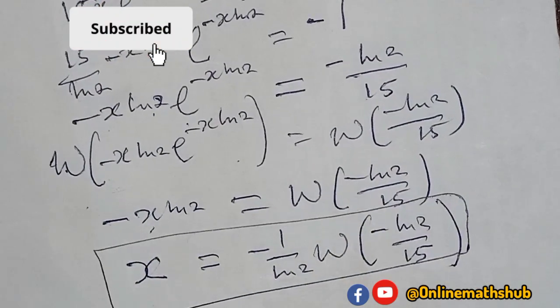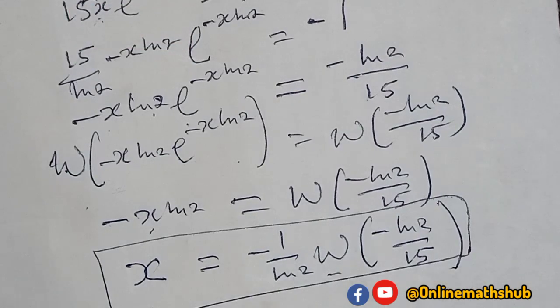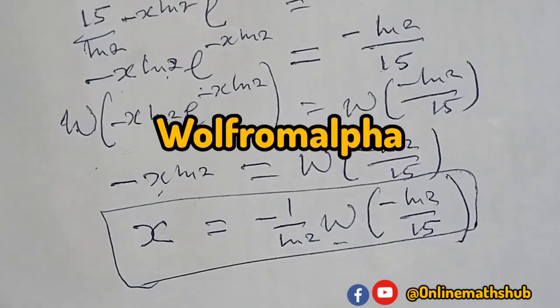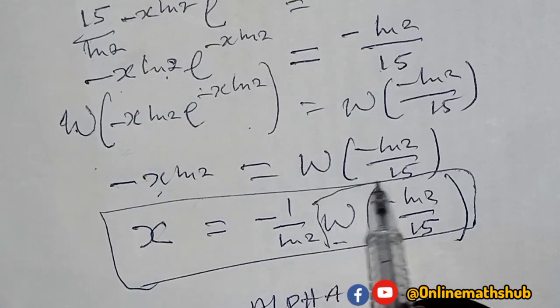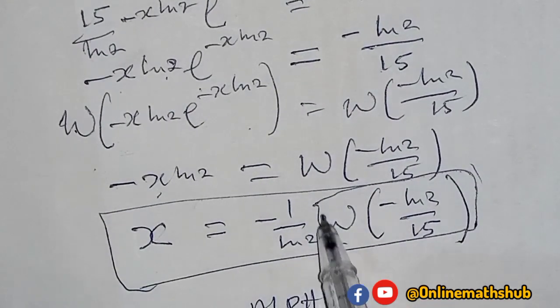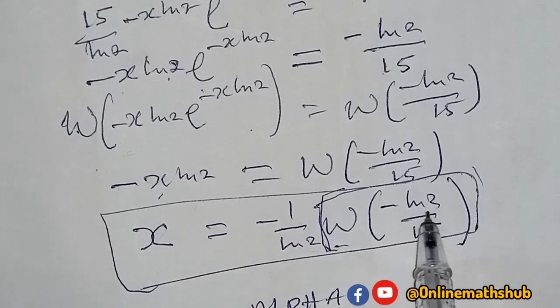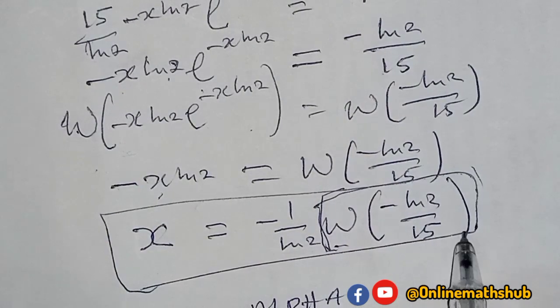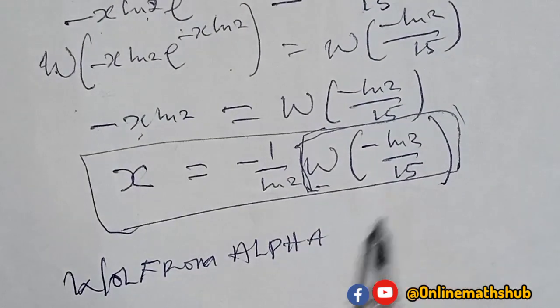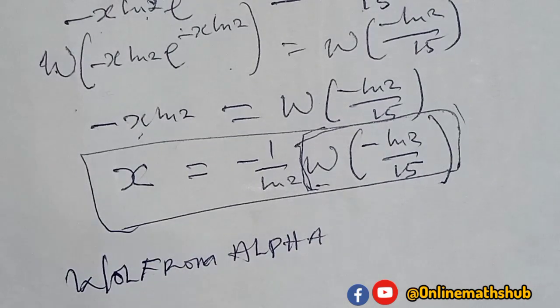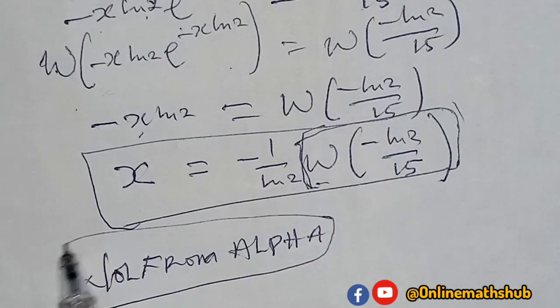In case you actually want to evaluate this, you can go over to Wolfram Alpha. You should be able to calculate the value of this Lambert W of minus ln 2 divided by 15. And once you get the value right here, you can go ahead and multiply it by this, and then you should be able to get your final answer. So you're going to be evaluating that on this website over here.